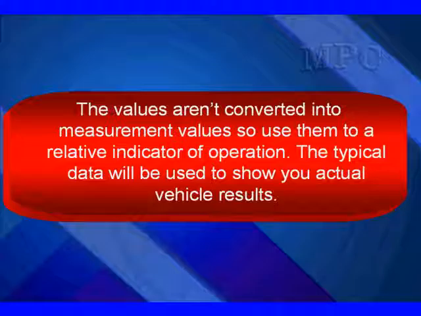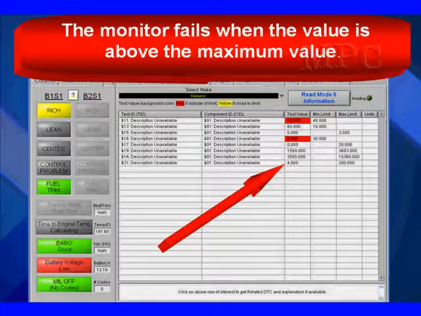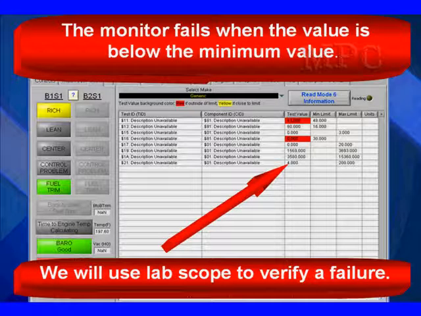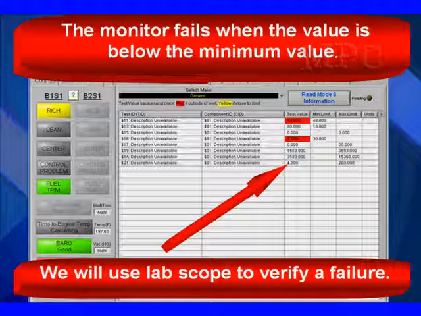The typical data will be used to show you actual results. Here's some mode 6 data we captured. Remember, the monitor fails when the value is above the maximum limit. Now, in this particular case, we have 4 with a maximum limit of 200 on mode 21. We'll use scope patterns to verify any failures or look at this in more detail.